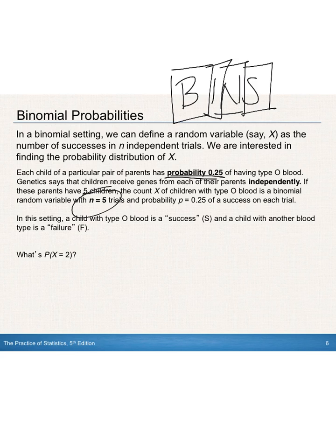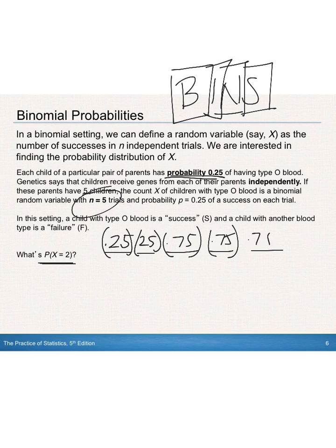So if we're going to find the probability that exactly 2 of their kids are going to have type O blood, we are going to look at all 5 of the kids, right? And we want 2 of them to have type O blood, so there's a 25% chance, and then the other ones would have 75% chance of occurring, 75%, 75%.